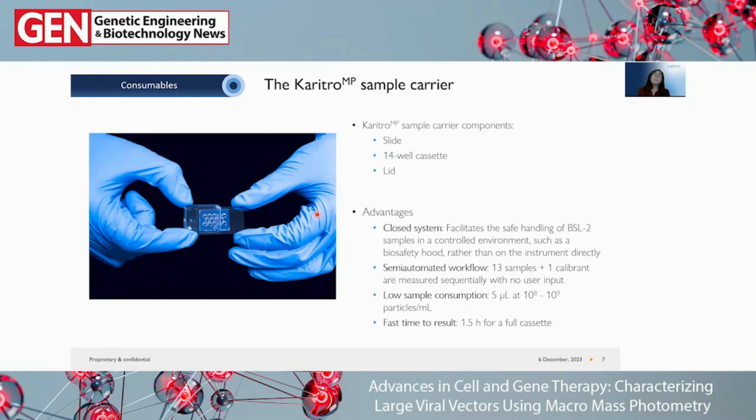I would like to focus now on the KaritroMP sample carrier, which is needed for every Karitro measurement. This is composed of 3 items. A slide, which is made of glass coated in order to allow for an optimized landing and immobilization of viral particles specifically. Then we have a 14-well cassette, and a plastic lid.